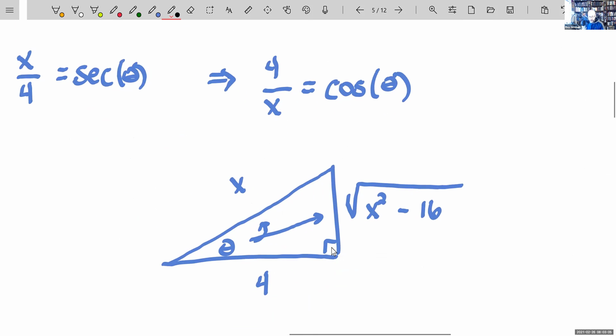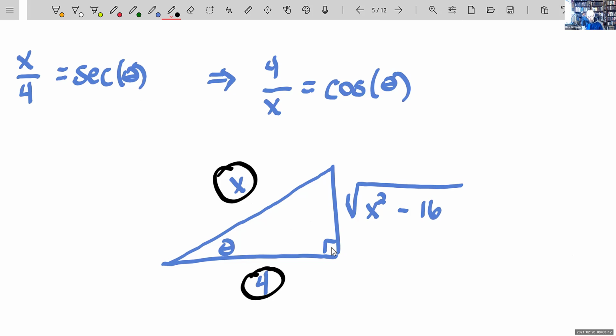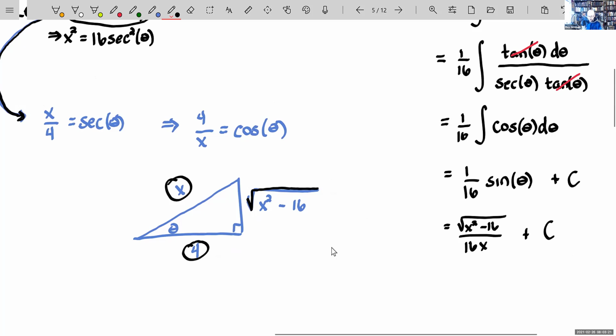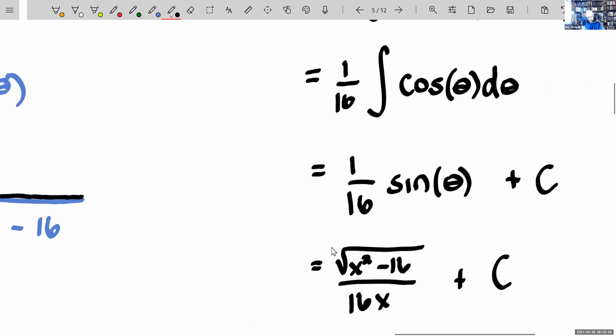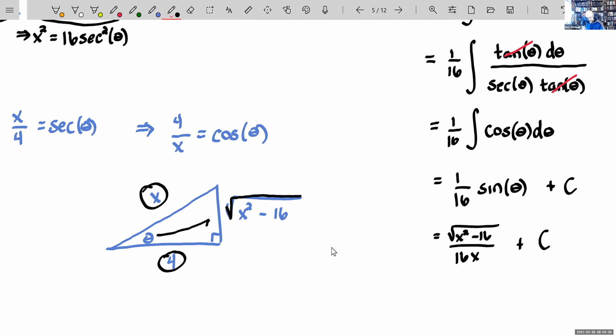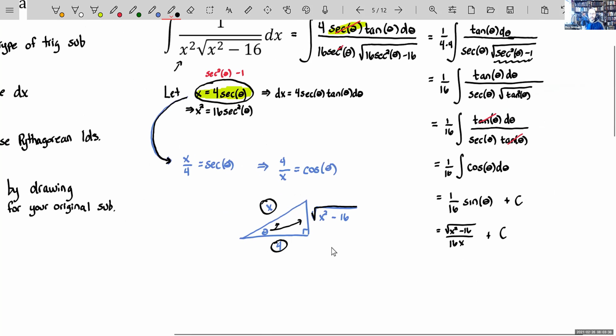And I draw a triangle, right? If I know the cosine of theta is 4 over x, then the adjacent side to my triangle is 4, and the hypotenuse is x. And now I can use the Pythagorean theorem to find that missing leg. And now I look at what I'm going for. I'm going for the sine of theta. So I just say, well, what is the sine of theta? Well, it's opposite over hypotenuse. Root x squared minus 16 over x. And bam, we're done. That's a really, really, really cool method.